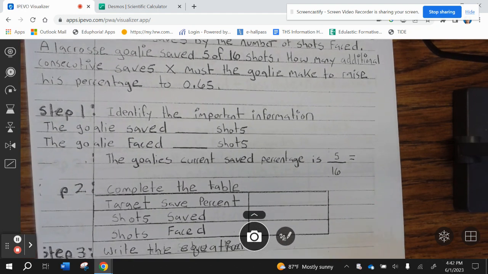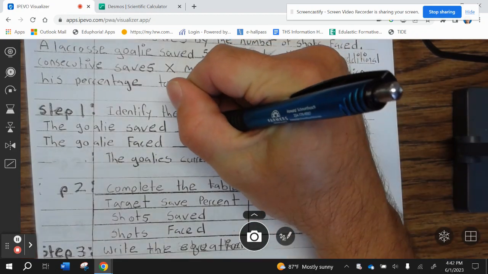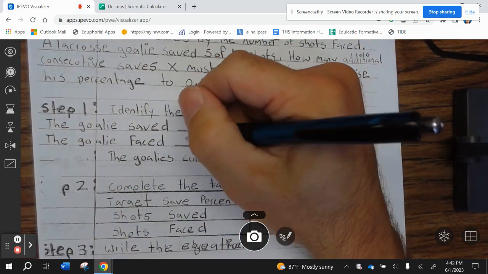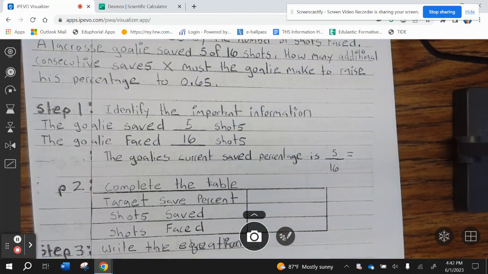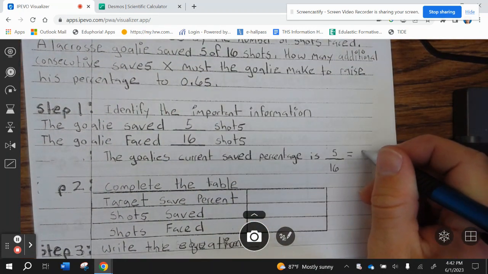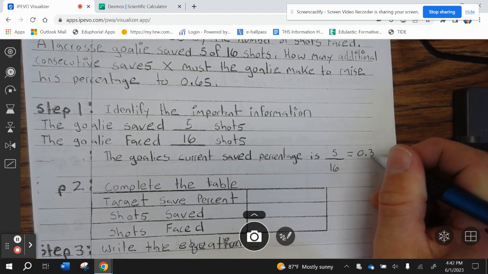All right, step 1. Identify the important information. The goalie saved 5 shots. The goalie faced 16 shots. The goalie's current save percentage is 5 divided by 16, which is 0.31.